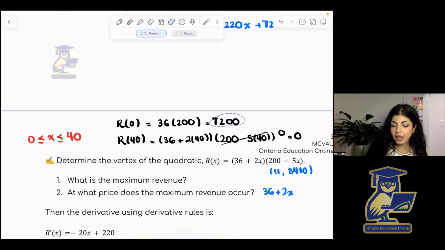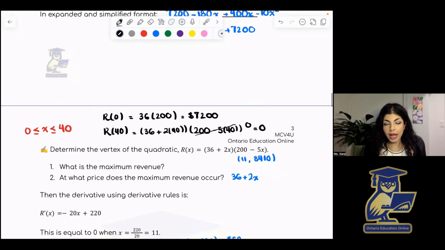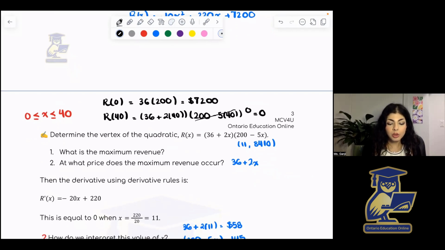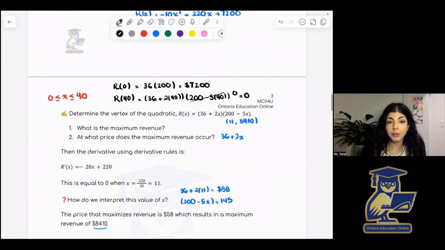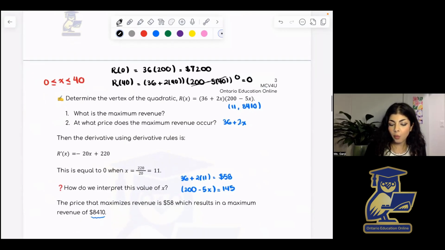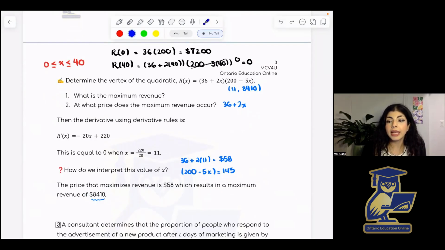And so we do have to have this analysis in there as well to consider the endpoints, because we do have defined endpoints here and they make sense in the context of our problem. It doesn't necessarily give us the best answer, but it does give us an answer that is defined. And so now, with these values, the maximum revenue we can get is $8,410, which happens when we are renting our cars at $58.